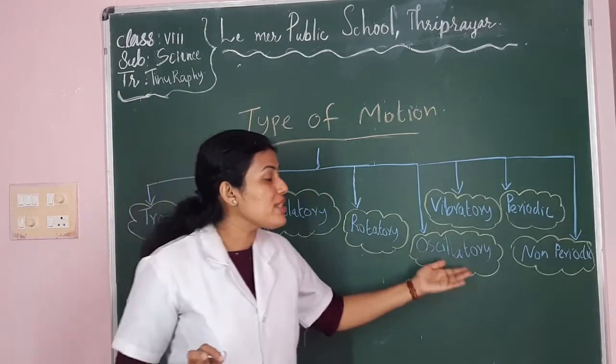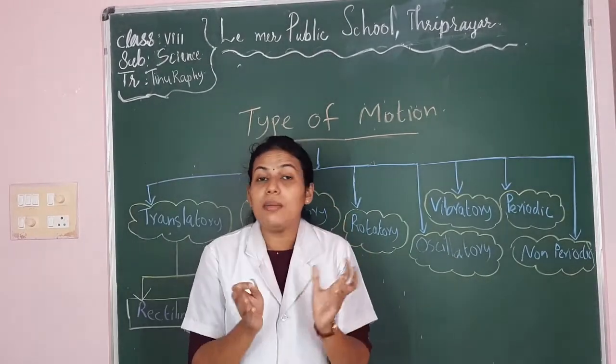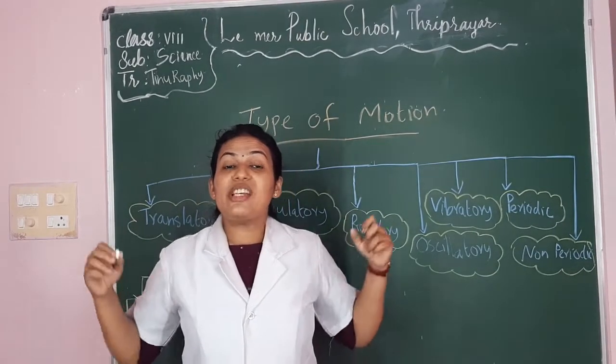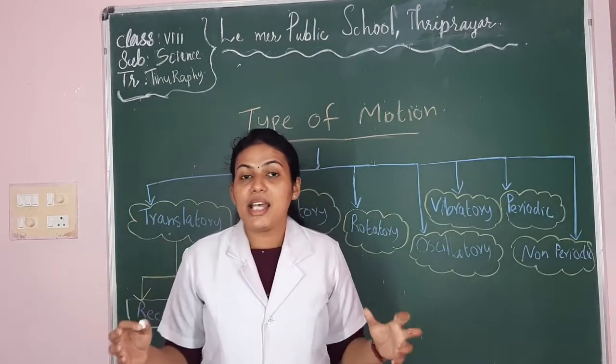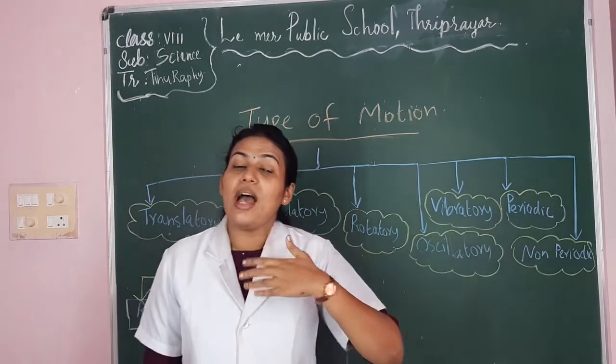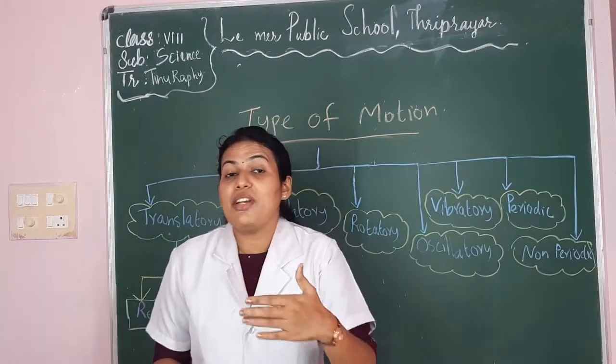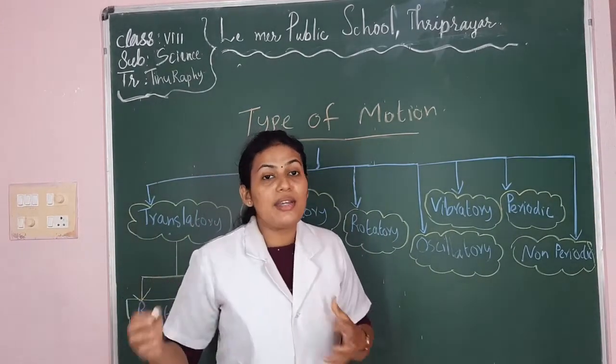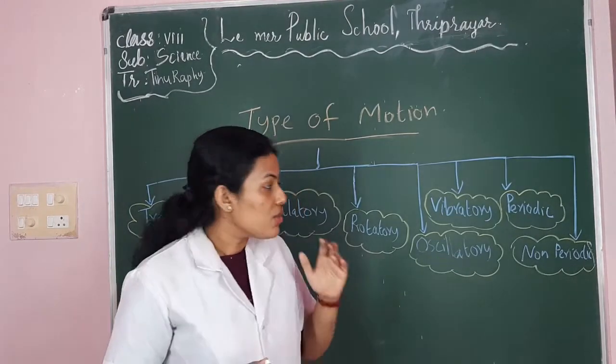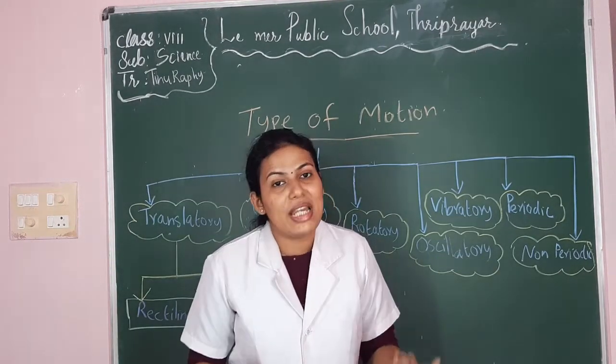An example of oscillatory motion is the pendulum of a clock, and also when we swing in parks and so on, we will have a to and fro motion, isn't it? Our body will be moving with a to and fro motion. So that is also an example of oscillatory motion.